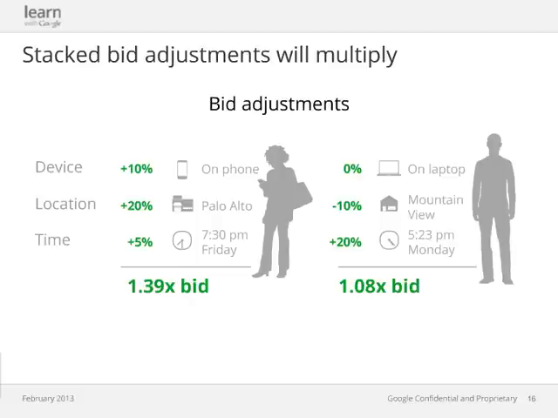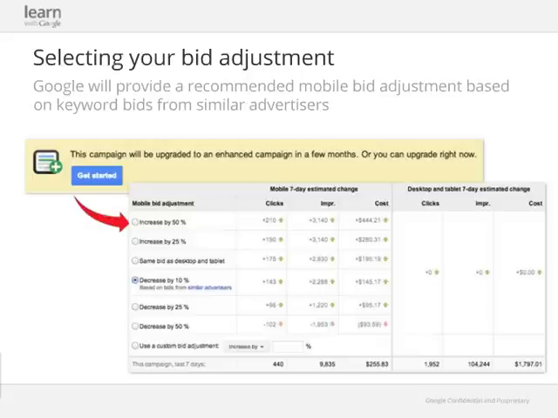Okay, let me start moving a little bit faster. We're running out of time. Selecting a bid adjustment. This is how it looks in the front end as you are updating your bids. You see a couple of scenarios: increasing by 50%, decreasing by 50%, keeping your bid the same as mobile, desktop, and tablet. But most importantly, you see the option there with the radio button, decrease by 10%.